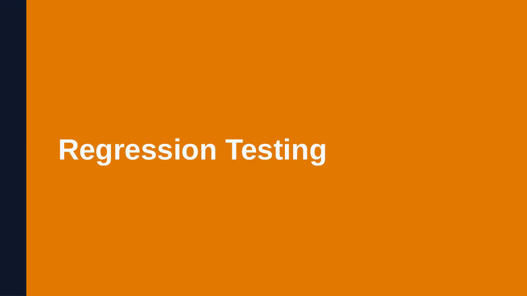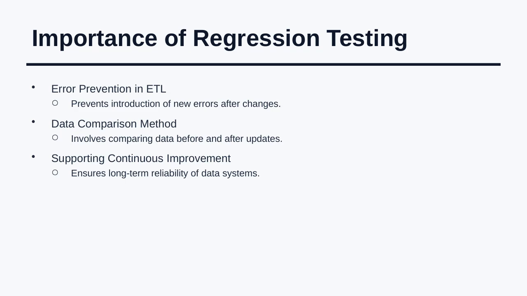Next, we'll explore specific techniques for regression testing in ETL workflows and how they fit into the broader testing strategy. Regression testing in ETL is crucial because every time we make changes or updates, there's a risk of introducing new errors that can affect data quality. To catch these issues early, we use a data comparison method, which means we carefully compare the data before and after the updates to ensure nothing unexpected has changed. This helps us catch any discrepancies that might have slipped through.